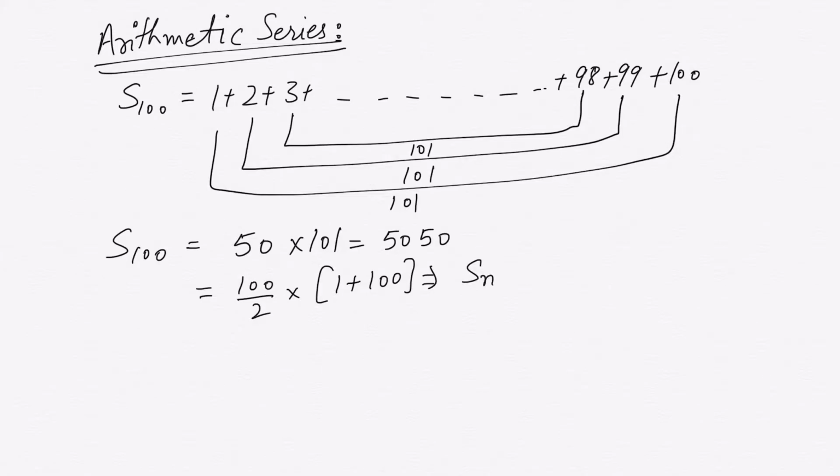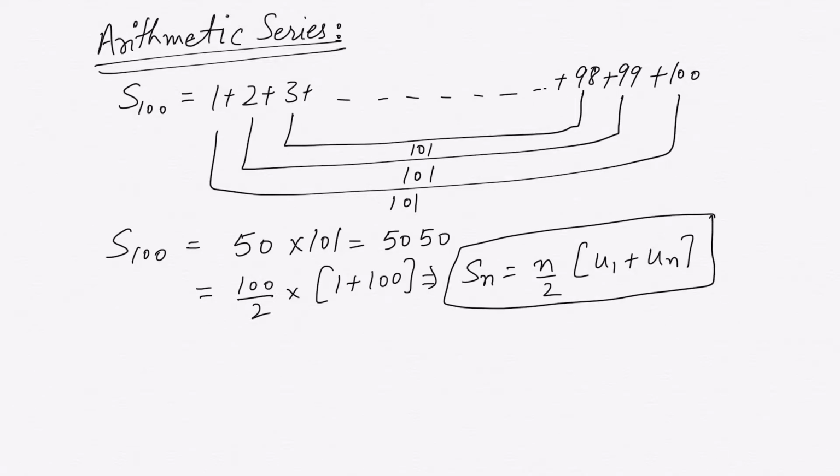Suppose I take n terms of an arithmetic series. Then this 100 by 2 is nothing but n by 2, and this 1 is nothing but u1, and this 100 is nothing but the last term, un. So this is one of the formulas for finding the sum to n terms of an arithmetic series.